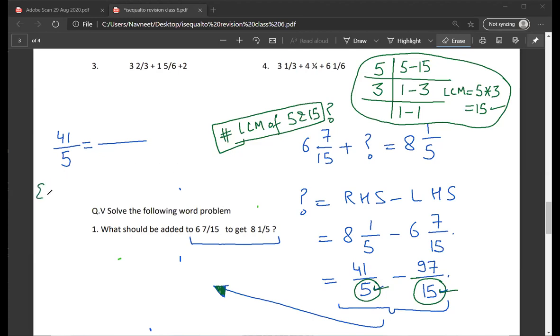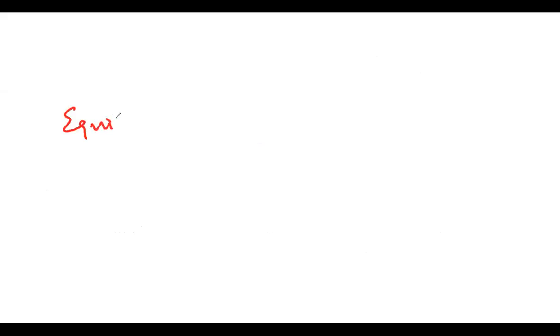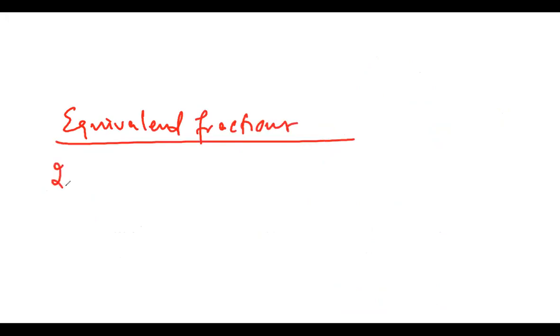Okay. Now, Mr. Satya, there is something called equivalent fractions. I'll try to explain it to you. What are equivalent fractions? So, for example, I have a fraction 2 by 7. I can multiply the numerator and the denominator by the same number, any number that I like.